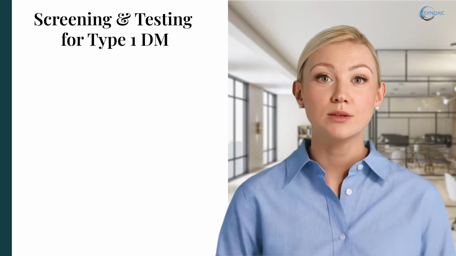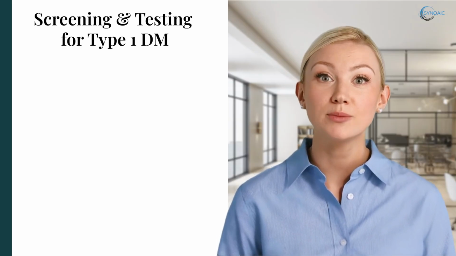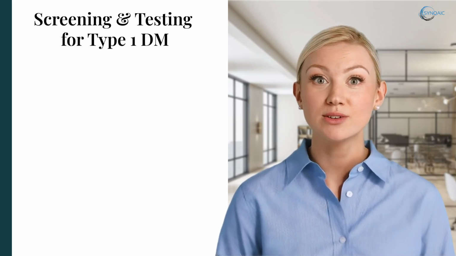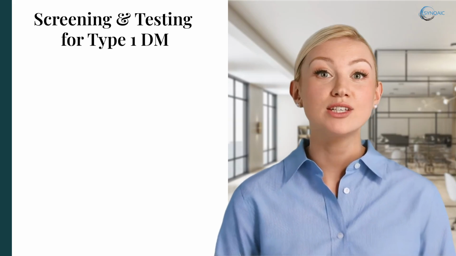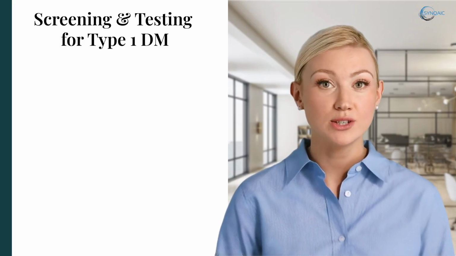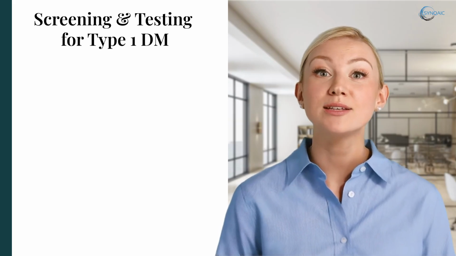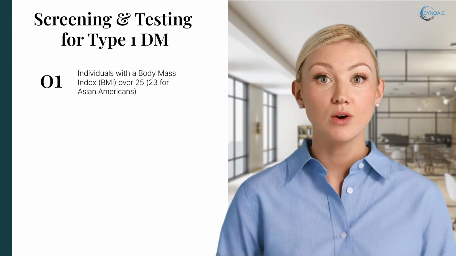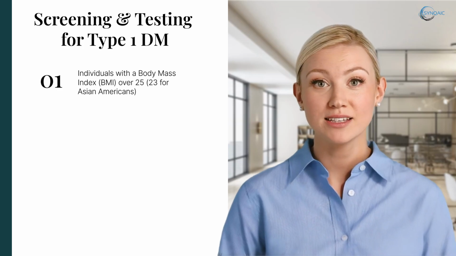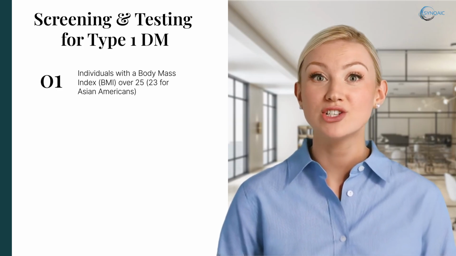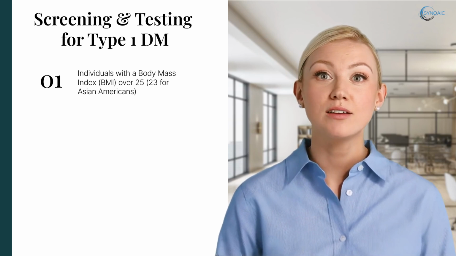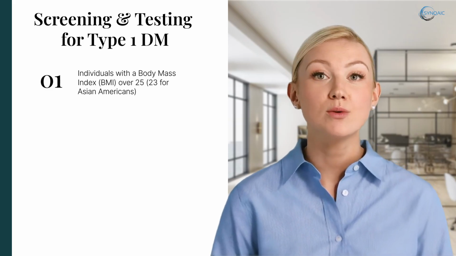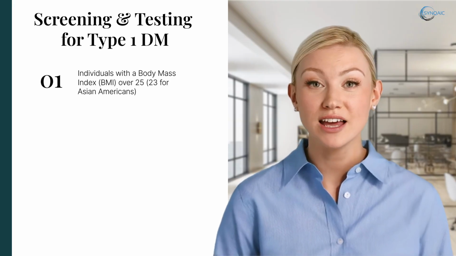Type 1 diabetes symptoms often appear suddenly, prompting immediate blood sugar testing. Symptoms of other diabetes types and prediabetes develop gradually and may be less noticeable. To ensure timely diagnosis, the American Diabetes Association, ADA, recommends the following screening guidelines. First, individuals with a body mass index, BMI, over 25, or 23 for Asian Americans, regardless of age, if they have additional risk factors such as high blood pressure, abnormal cholesterol levels, inactive lifestyle, history of polycystic ovary syndrome or heart disease, or a close relative with diabetes.